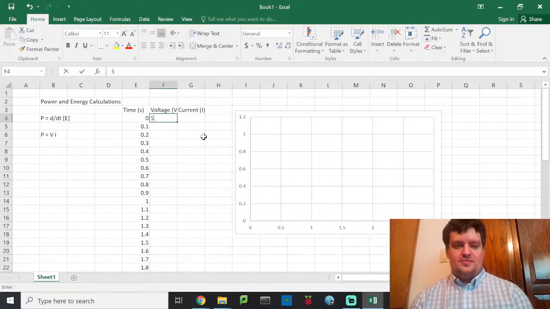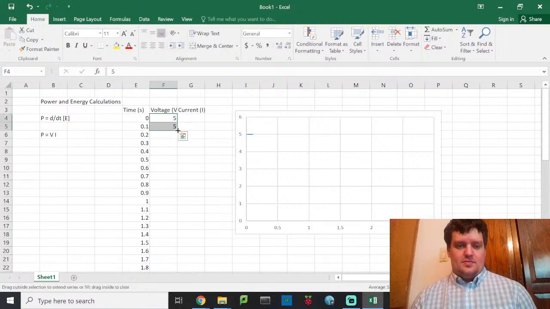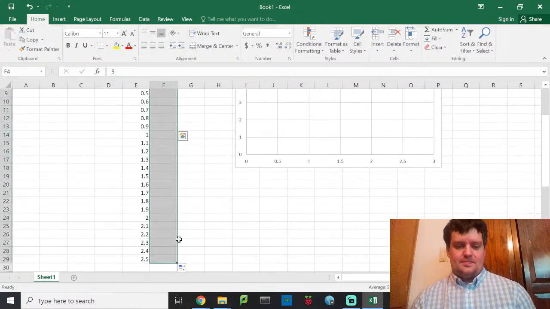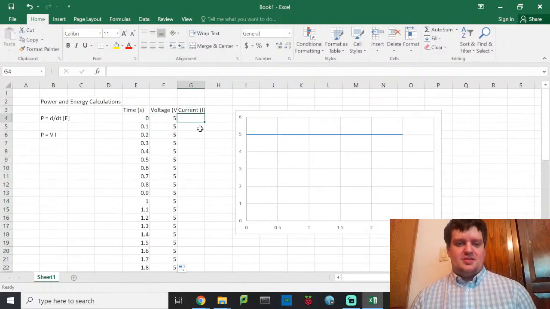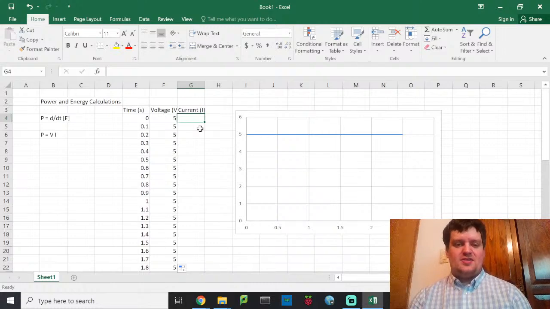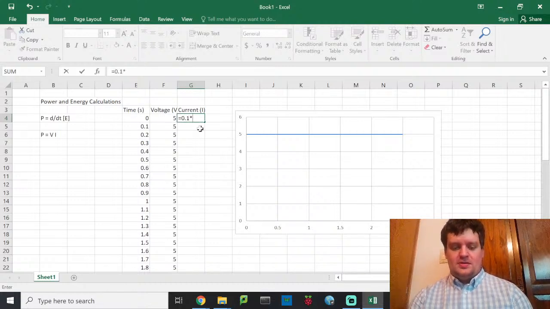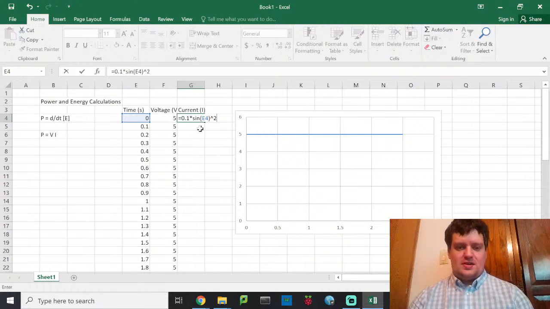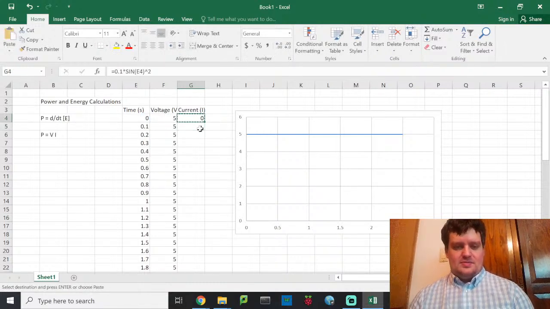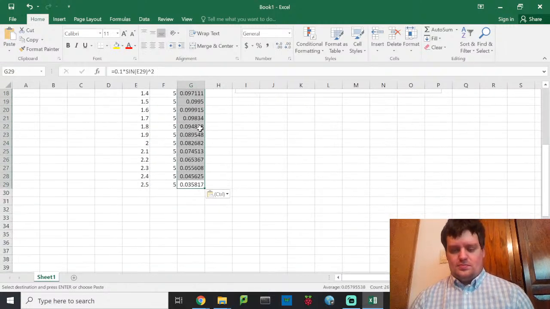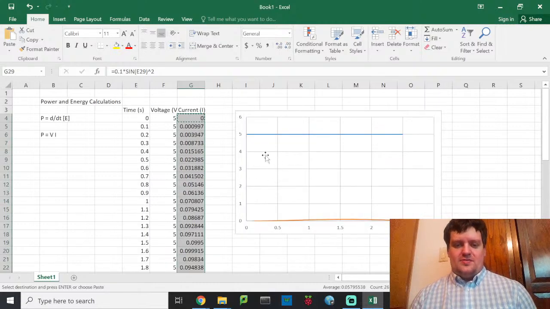So if we have voltage that's constant, and let's say, you know what, let's take this current equation and let's make it kind of a square sinusoid. So this is equal to 0.1 times sine of this value, and then I want to square that. Okay. All right. So now what I have is here's my voltage, here's my current. It's a really low current, but it does.